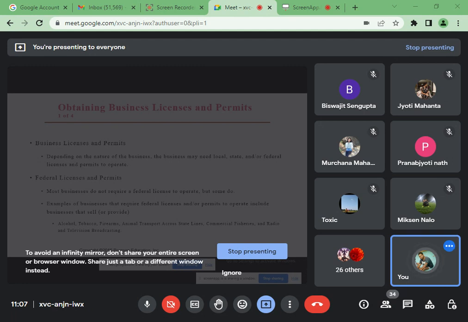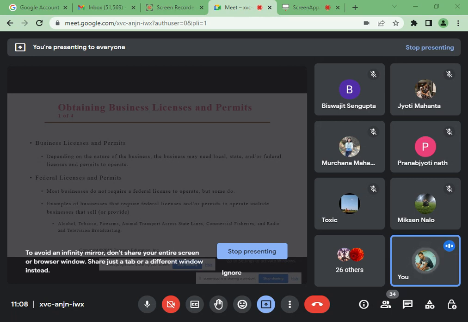So how to obtain that business license and permits depends mainly on the nature of the business and what business we are doing. Depending on that, it may be covered by local permission, state permission, and a federal license and permits to operate. So next, what is a federal license and permit?